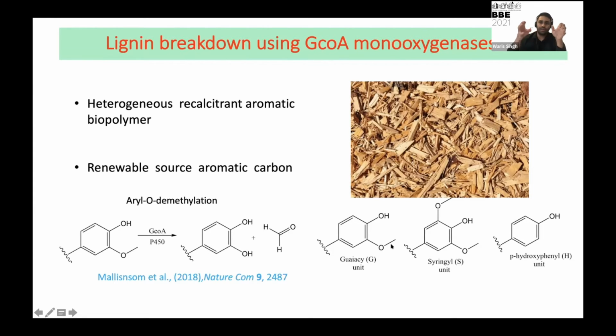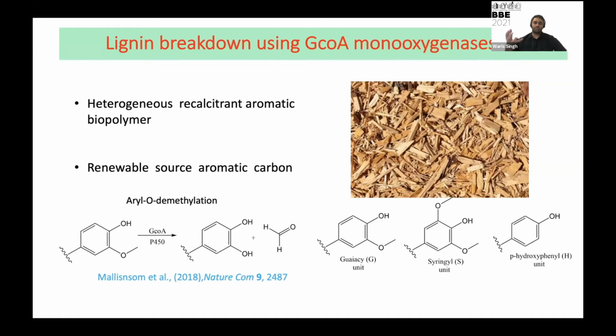However, to have efficient depolymerization of lignin, we need to remove this methyl group. And indeed, aryl O-demethylation is the reaction which is catalyzed by the GcoA enzyme on this G unit to produce this catechol product and formaldehyde. The paper appeared in Nature Communications.